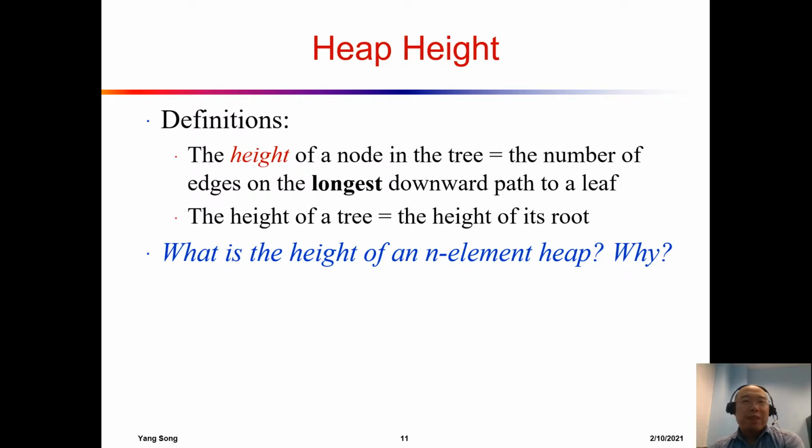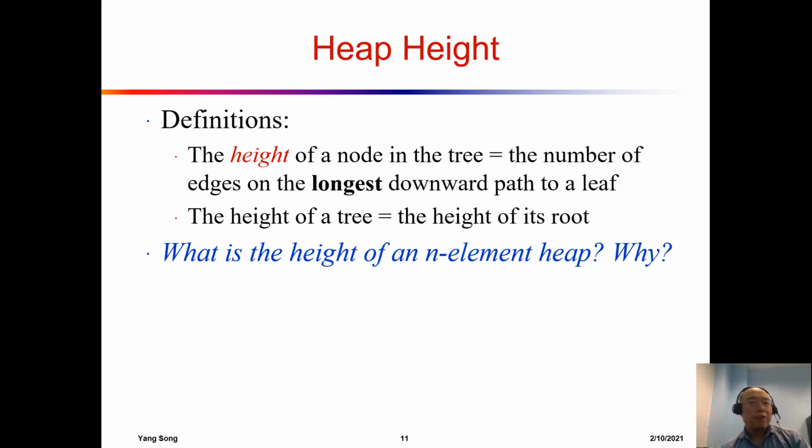Okay, so let's start from the easy case. How about there's only one node? If there's only one node, we are talking about the longest path, and we are counting the number of edges, and there are 0 edges to count. So if there's only one node, the height of this heap is 0. So how about we have 2 or 3? If we have 2 or 3, we have 1 parent, and then 1 or 2 children, right? So in this case, what's the height? The height will be 1.